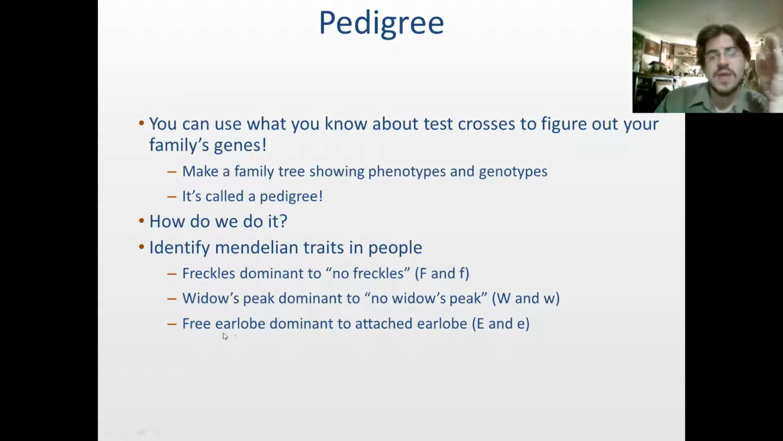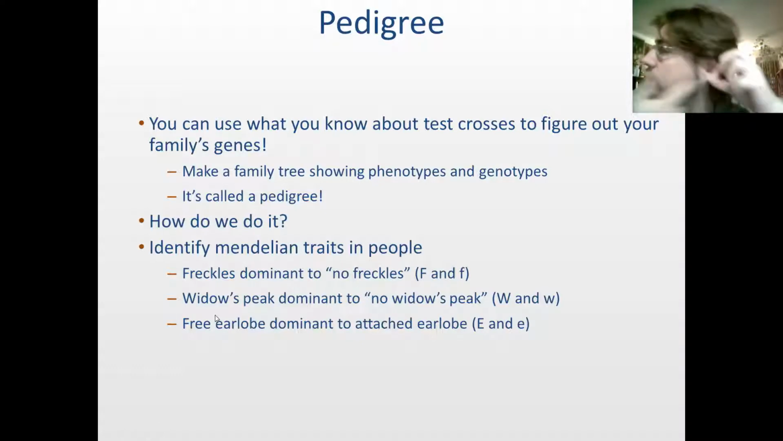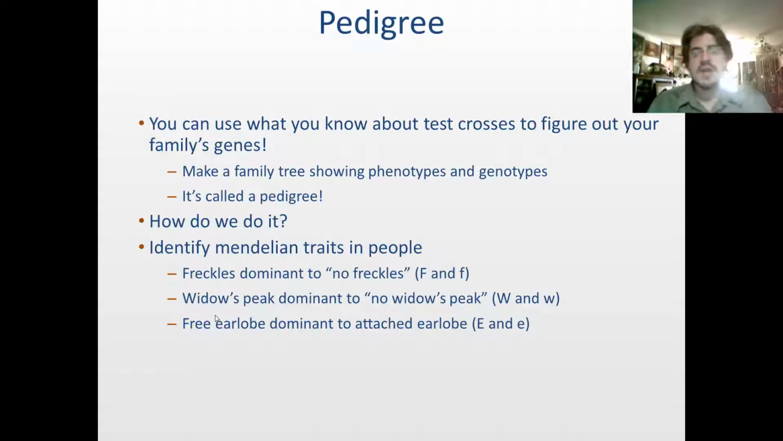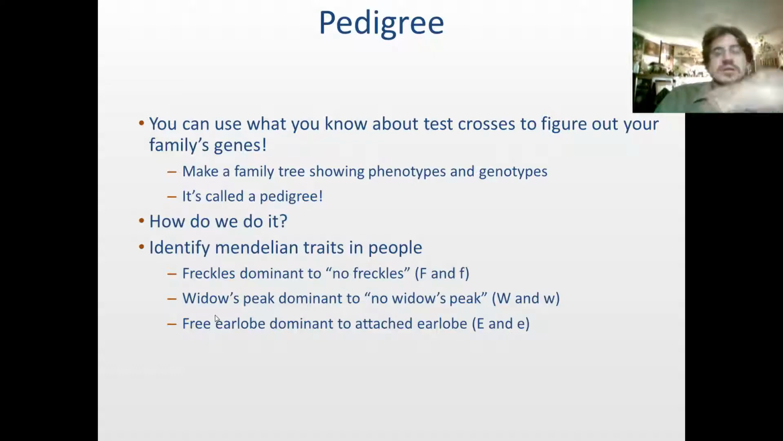And then finally we have free earlobes like mine, where your earlobe can be pulled away from the side of your face. See that? Flick, flick, flick. Pull it away. It's a free earlobe. It's dominant to an attached earlobe, where the earlobe is sort of fused with the skin on the side of your face. So these are some good Mendelian traits. We'll go with earlobes because I don't have freckles or a widow's peak, and none of my siblings do. So let's make a pedigree.